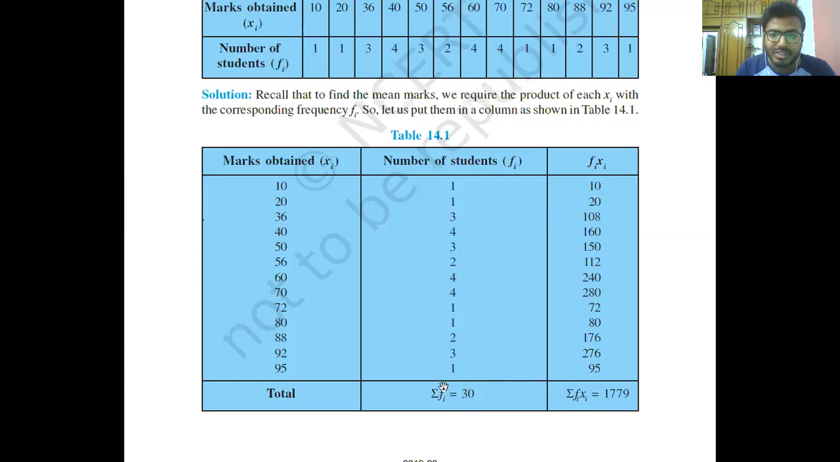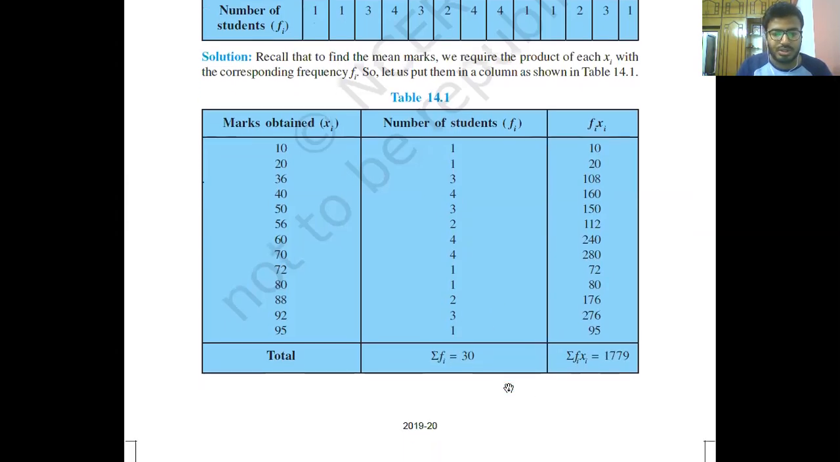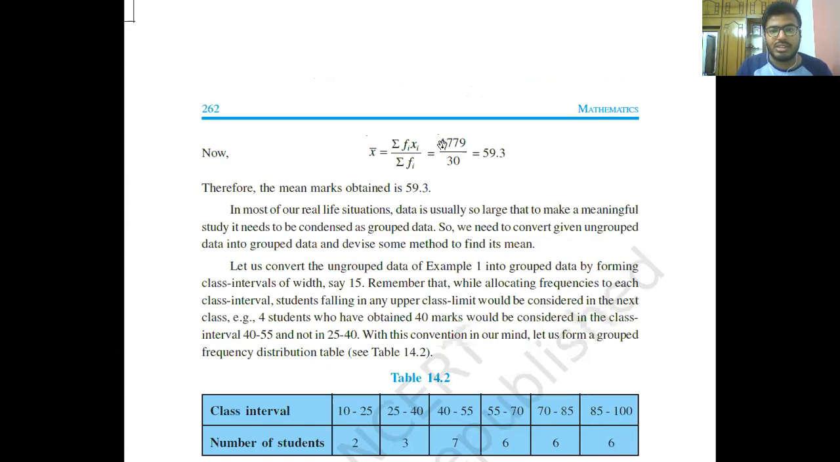30 students are there. Now what is the formula? X bar, the mean, you have to find out what? Sigma fi xi upon sigma fi. So 177 upon 30 is equal to 59.3. So the class average you are getting is how much? 59.3. That is the normal average of the students you are getting.